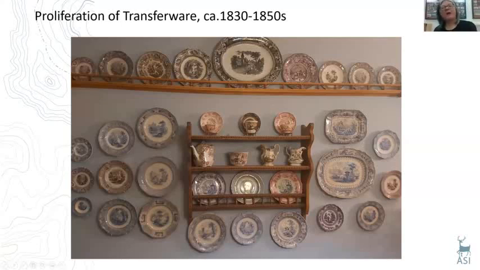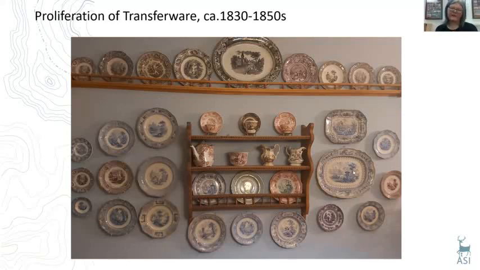When you move out of the 1850s, the transferware sort of dies out. It goes out of favor, and we're going to talk about that in a second. But it has a resurgence in the late 1800s. So in the 1880s, 1890s, transferware comes back, and then it comes back again in the 1910s, 1920s. But you don't get this same cobalt color anymore.